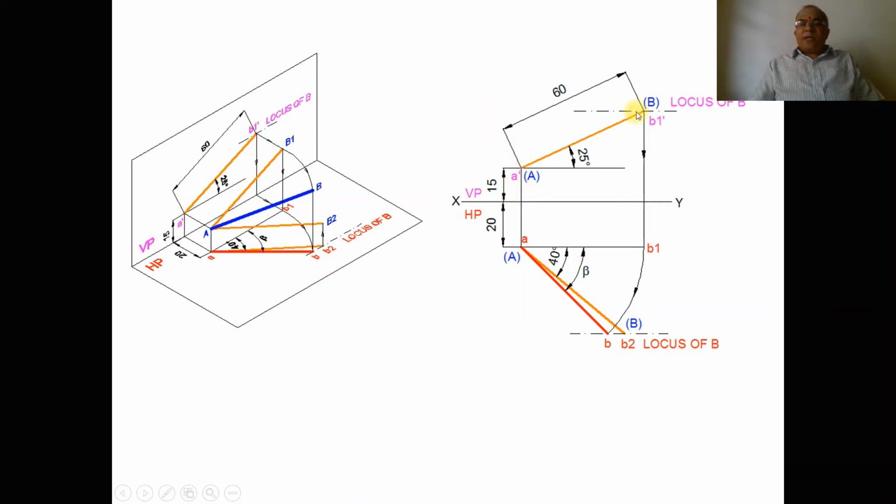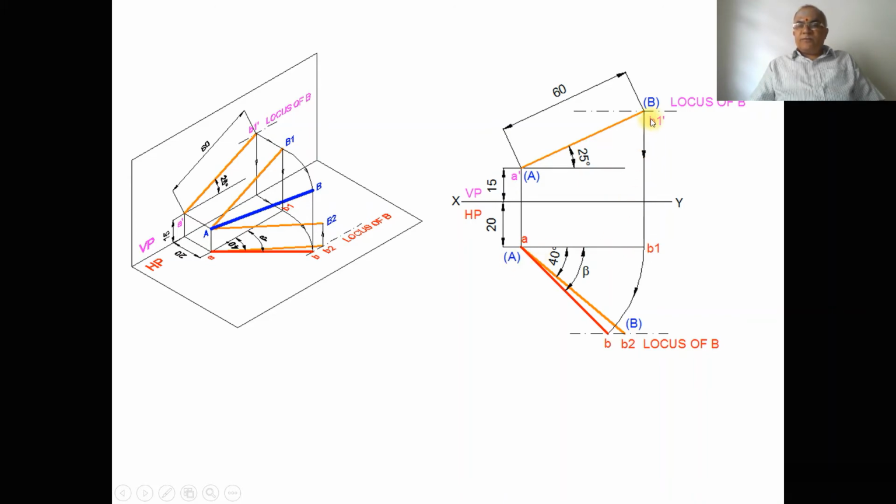So the top view of A dash B1 dash is AB1, so it should be parallel to XY. We know the distance of point A is 20 mm in front of VP because it is given in the problem. So AB1 should be parallel to XY, so B1 should also be in front of VP by 20 mm, then only that line is parallel to XY.